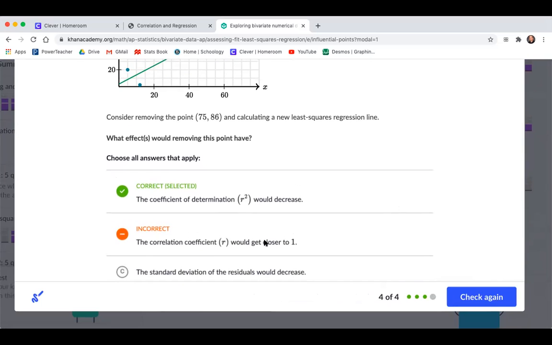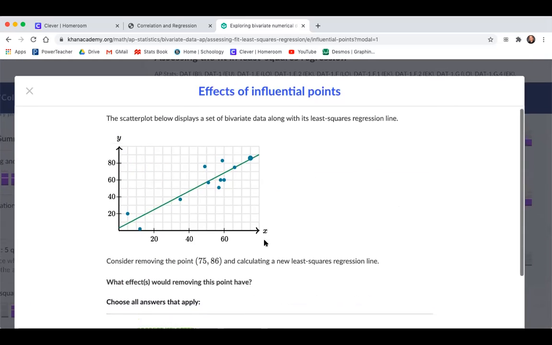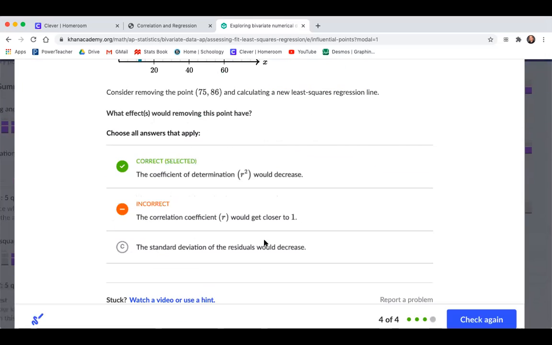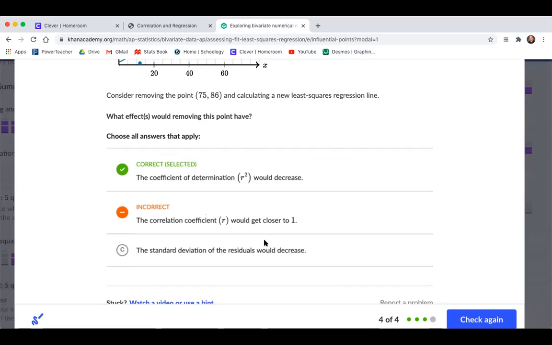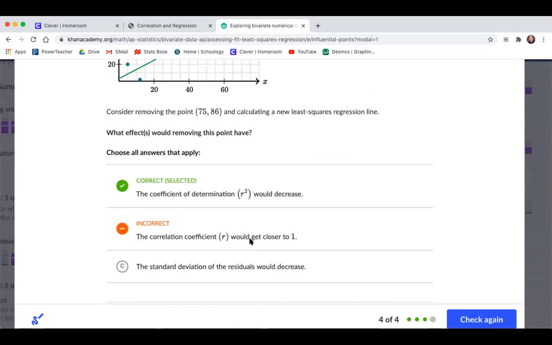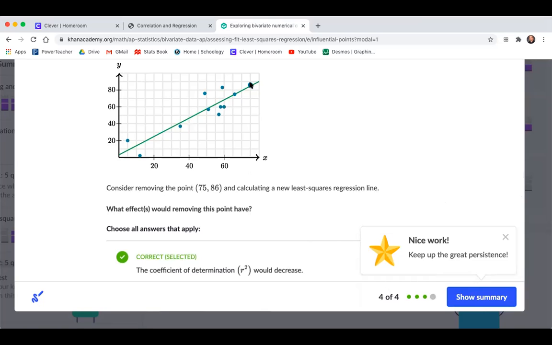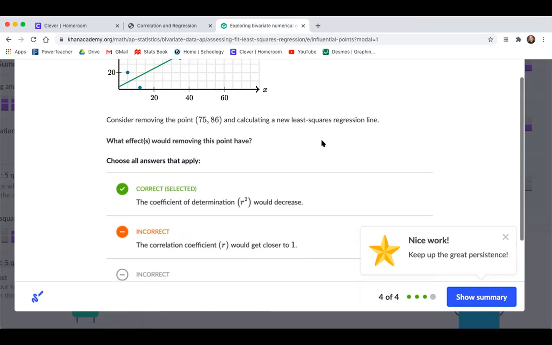The correlation coefficient would get closer to 1. It's going to get closer to 0. I think I said that, but I clicked that. Correlation coefficient is going to get closer to 0. Yeah, my mistake. By removing that point, our relationship is not as strong. The correlation coefficient is getting closer to 0. I don't know why I did that.